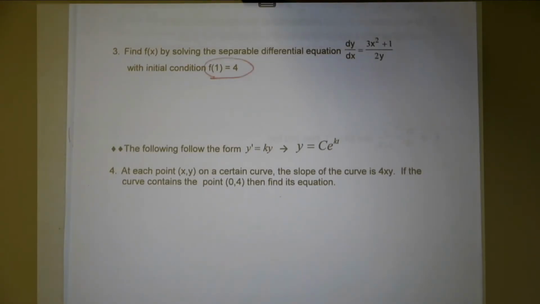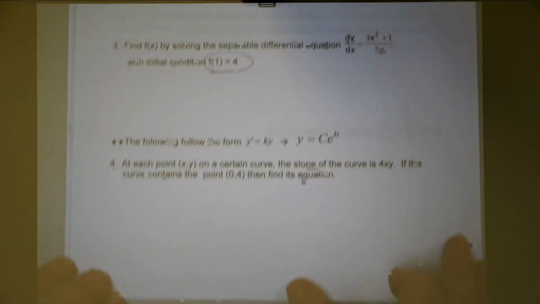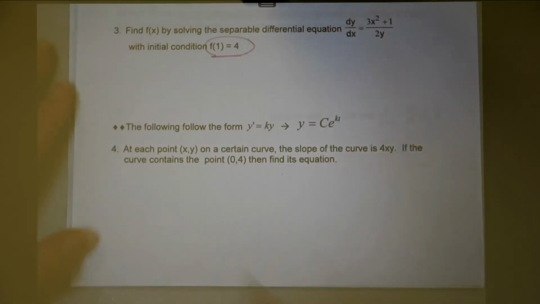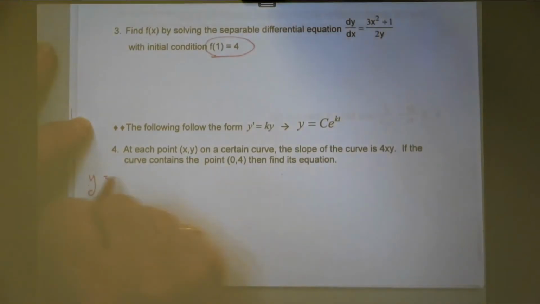Okay, I think you're back up. Looks like we're back up. The answer to 4 is going to be y equals 4 e to the 2x squared power. I don't know why I decided to cram that in at the very top of that. Sorry.